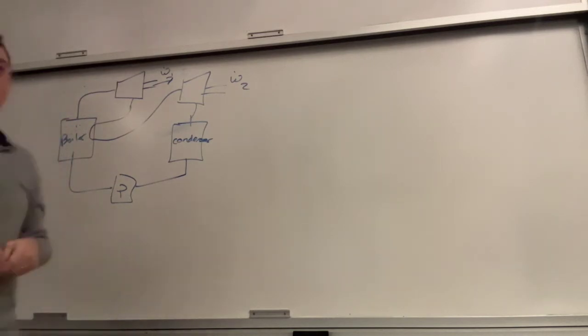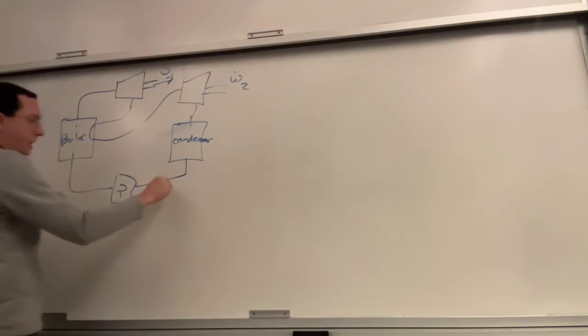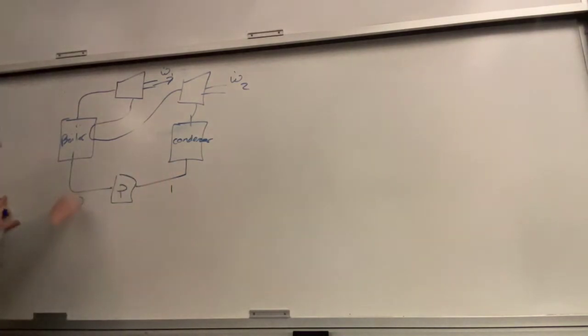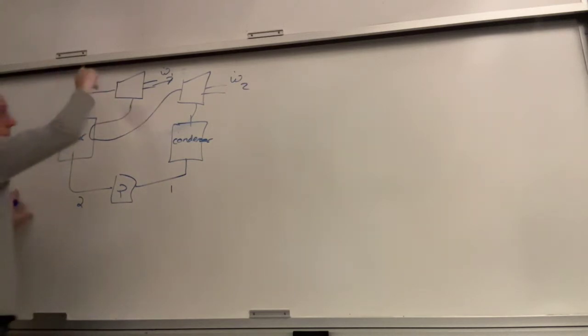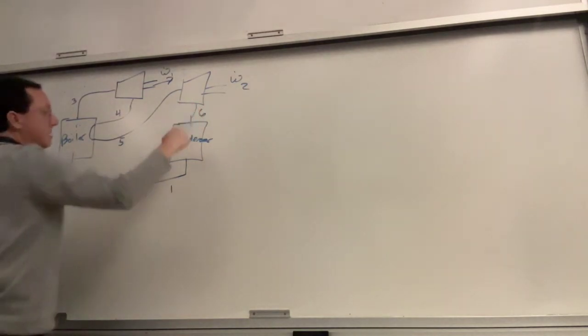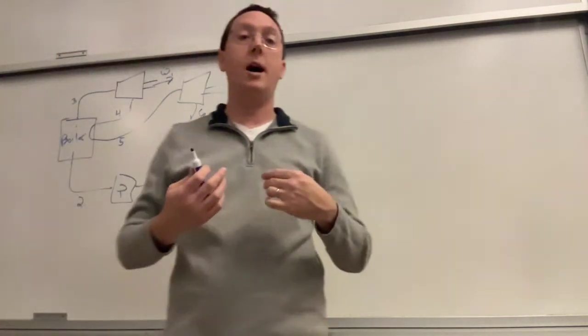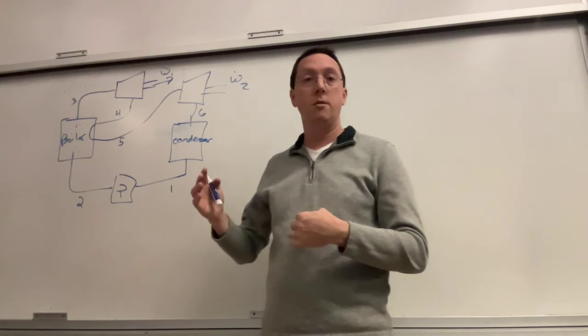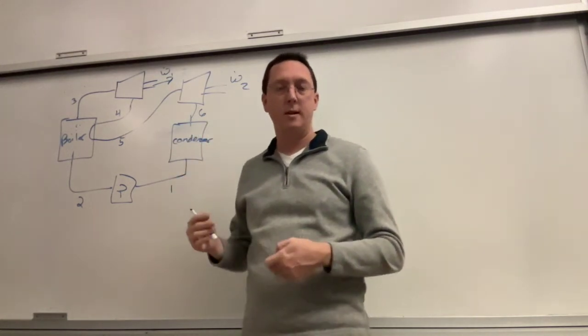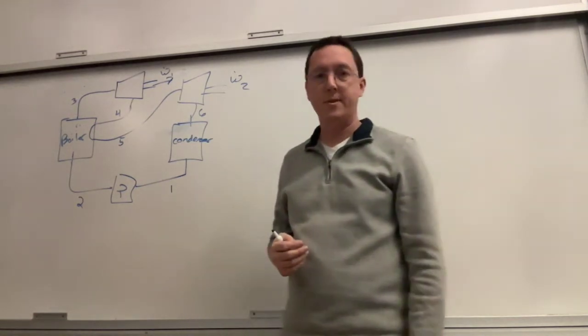So let's label the states. I'm going to use the same numbering scheme that's in your homework. State 1 is after the condenser, state 2 is after the pump, 3 is after the boiler the first time, 4, 5, 6, and down to 1. Okay? So let's work through what the ideal assumptions imply for this system.